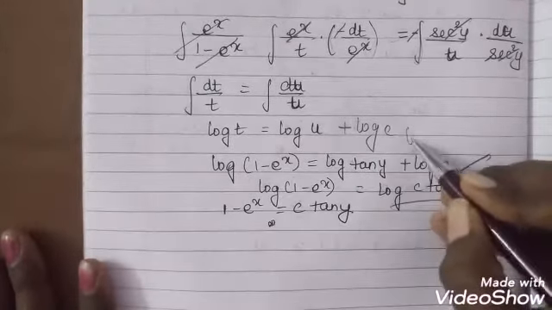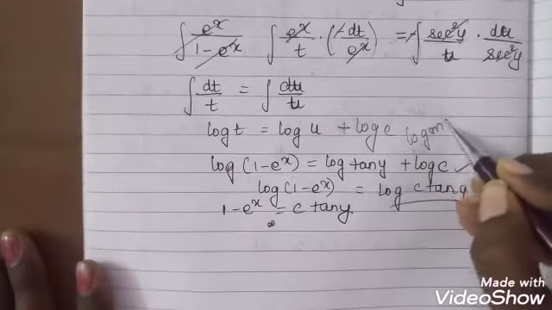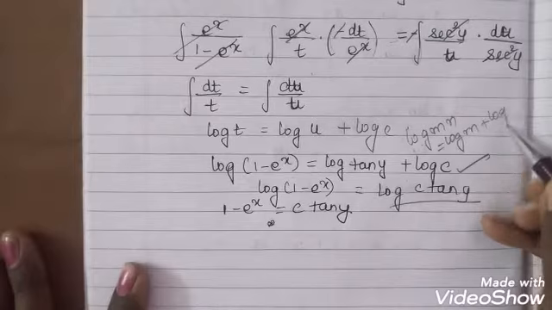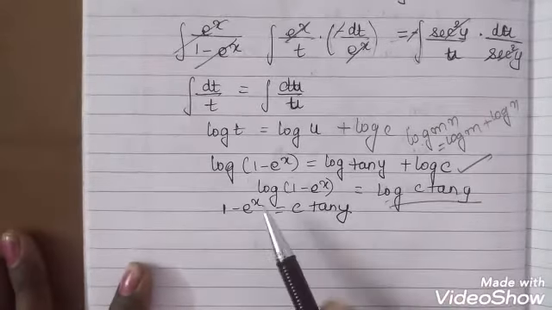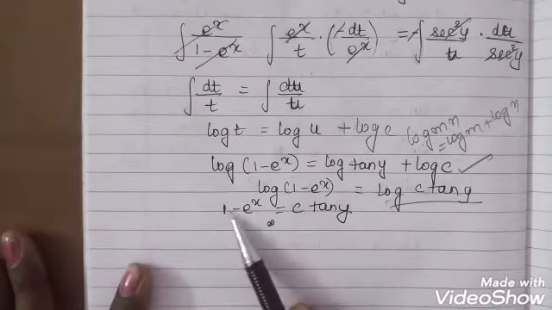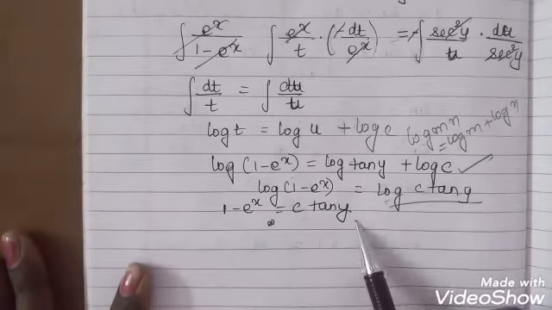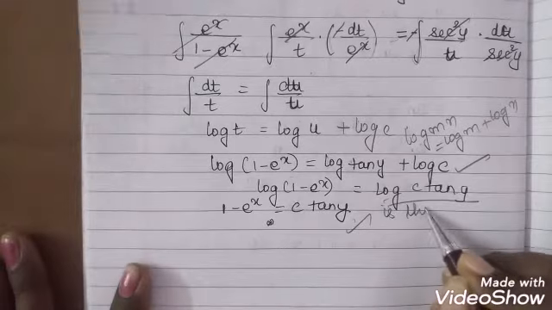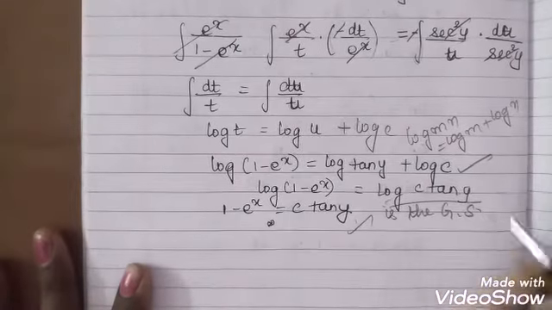What is the property we have here? Remember the logarithmic property: log of mn is equal to log m plus log n. So here we are using this property. When I cancel this log, you will have 1 minus e power x is equal to c into tan y. So this is the general solution for this differential equation. Got it?